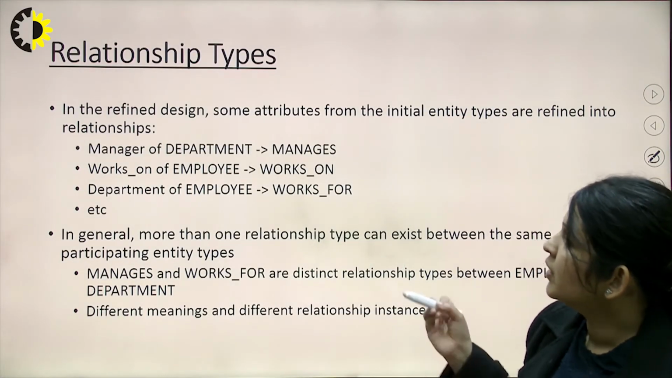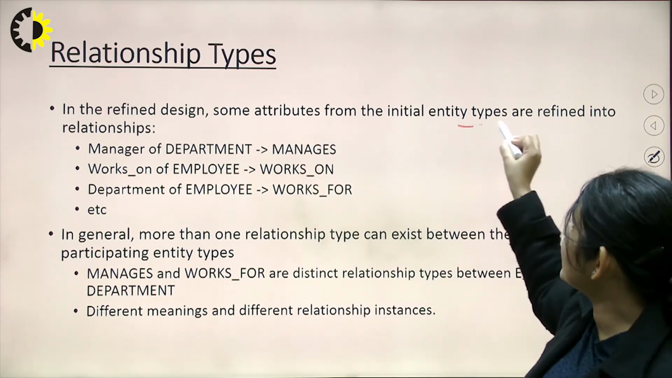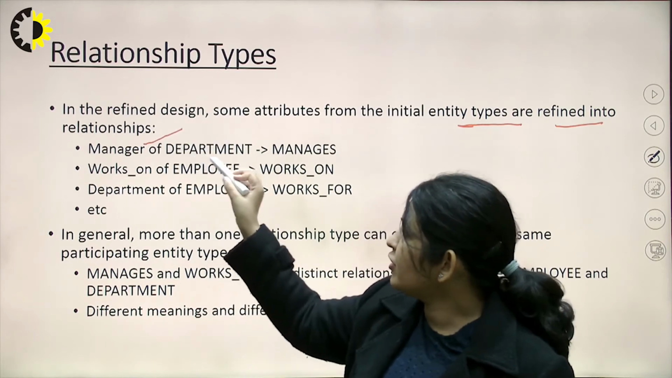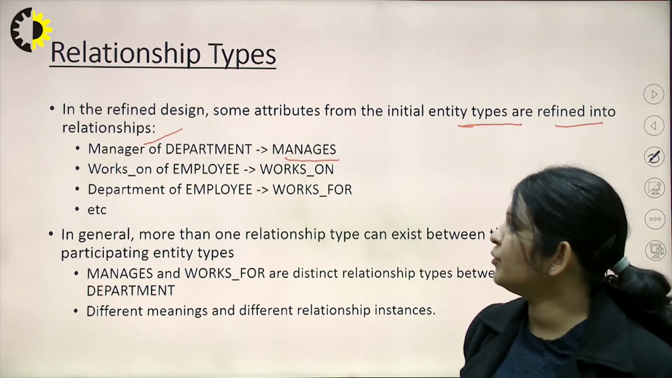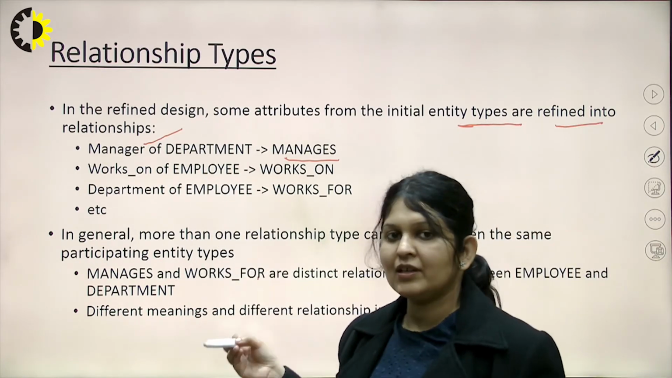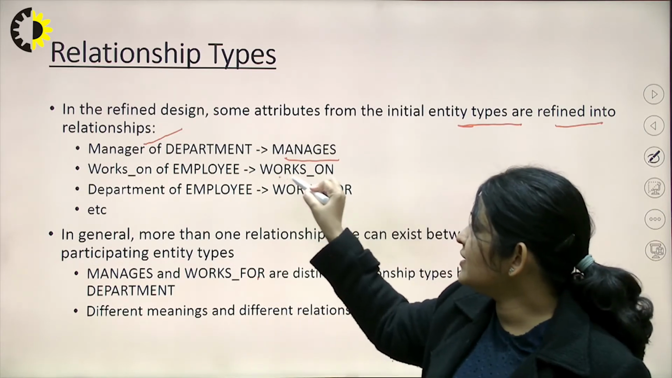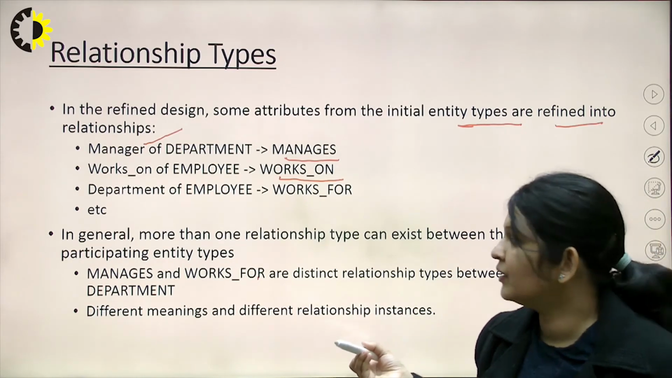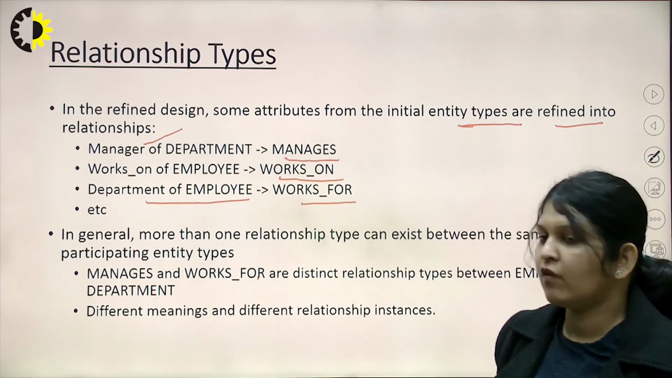So in the refined database design, some attributes from the initial entity type are refined into relationships. Manager of department would now be the relationship manages. Works_on of employee, which we had taken to be an attribute of employee, if you remember, would now be the relationship works_on. Department of the employee would be works_for.